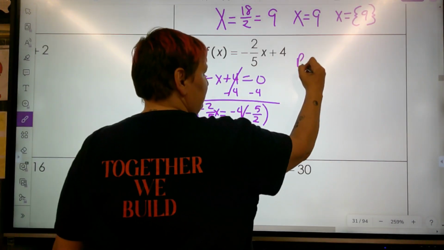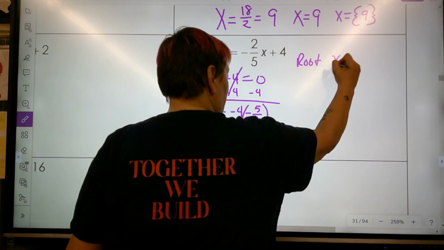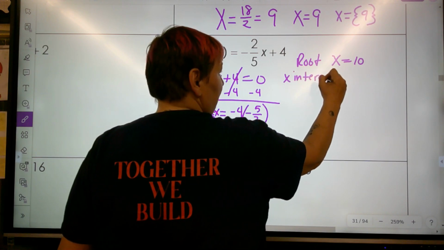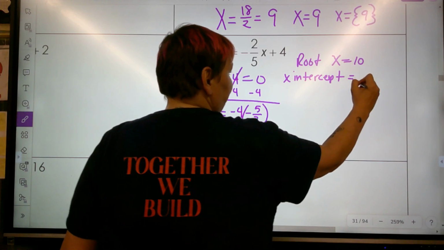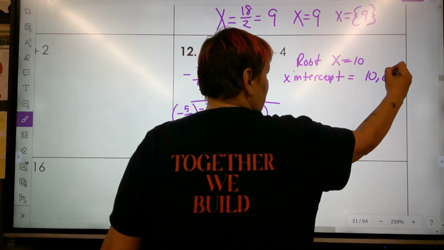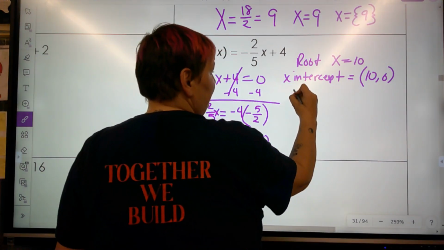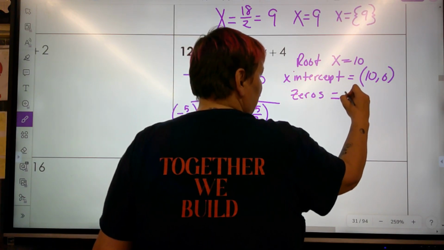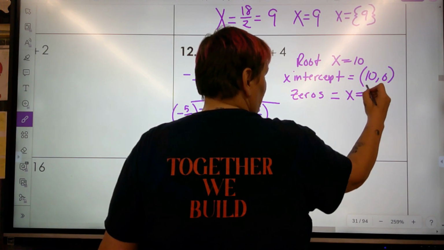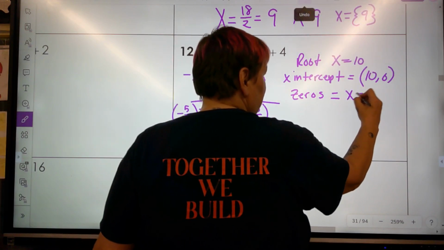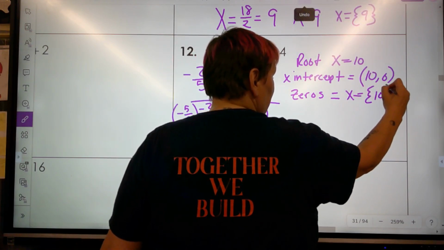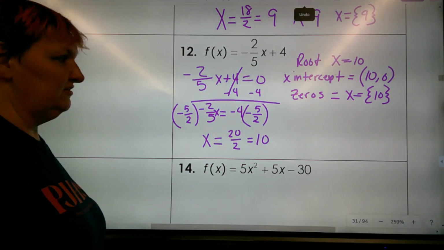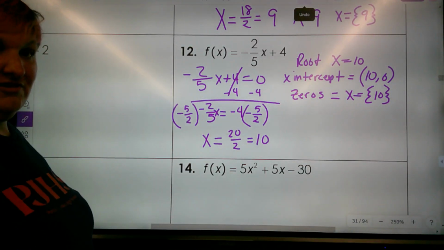So whether they call it root, x equals 10. Whether they call it x-intercept, which is 10 comma 0, or whether they call it zeros, x equals 10. Well, let's put that one in the solution set, just because. However they want the answer, this is how you do it. Solve for 0, find the x.